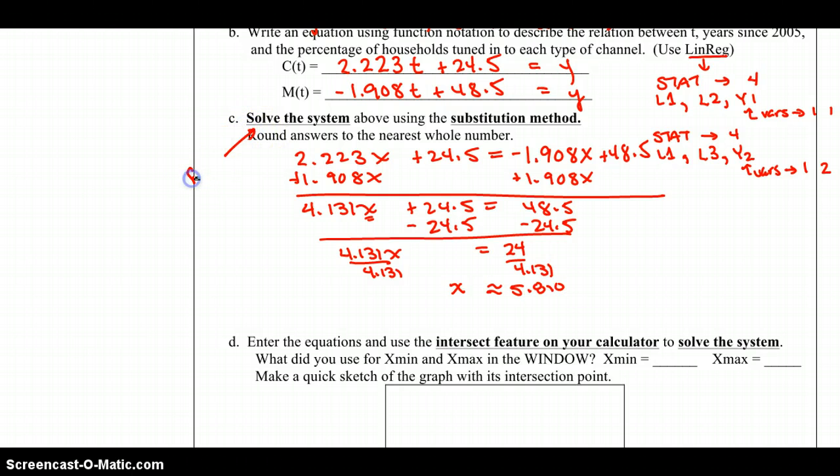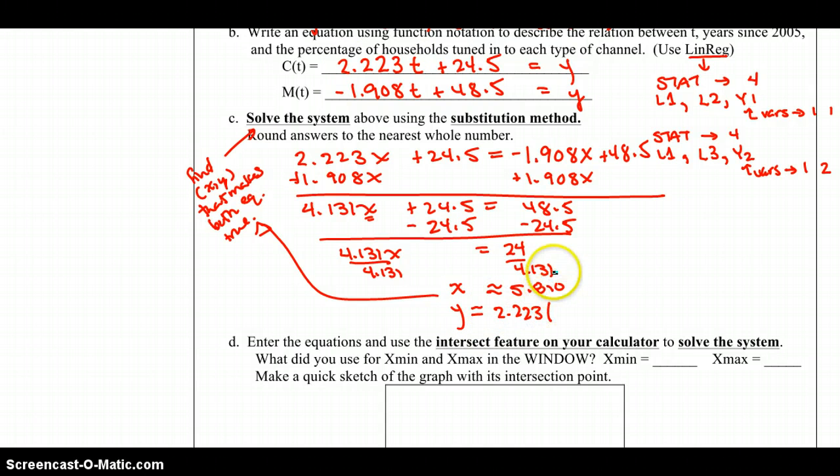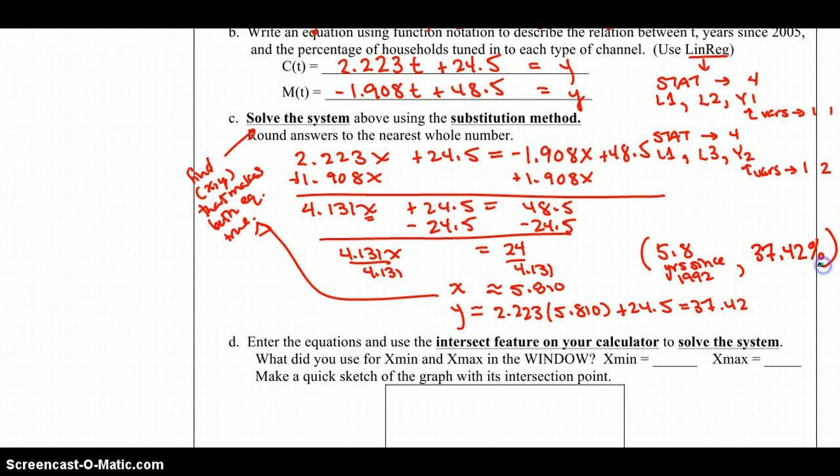But to solve a system, we're trying to find the ordered pair that makes both equations true. Currently we just have an x. We don't have the full ordered pair. To get y, we can use either equation. These two lines intersect at the point, so their y coordinates will be the same. No matter which equation you pick, we get the same y value. If we plug that into the first equation, we get 37.42. Putting that together as an ordered pair, we get 5.8 years since 1992 as our input, and our output would have been 37.42, and that was a percentage.